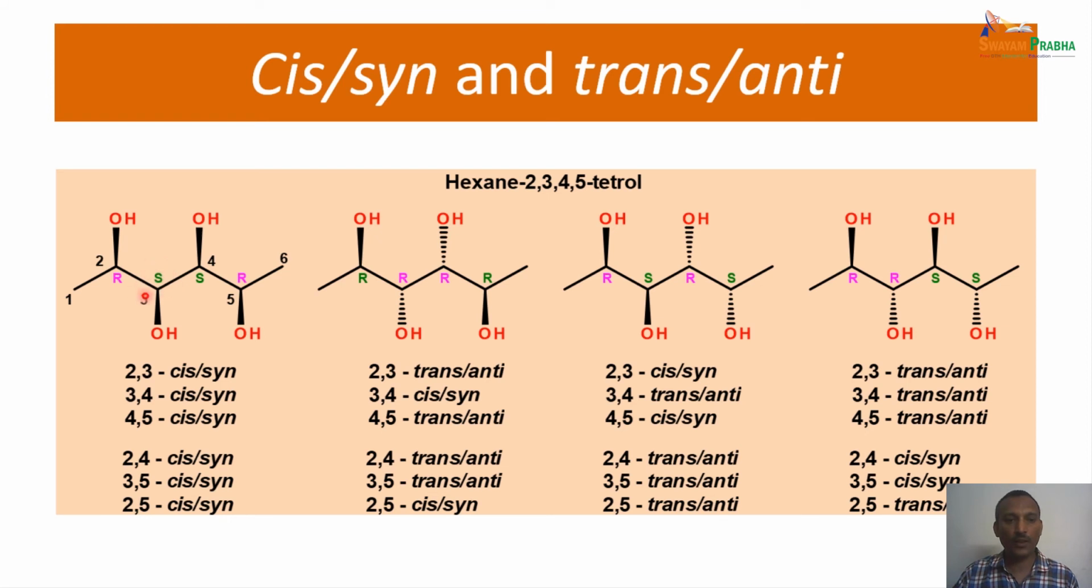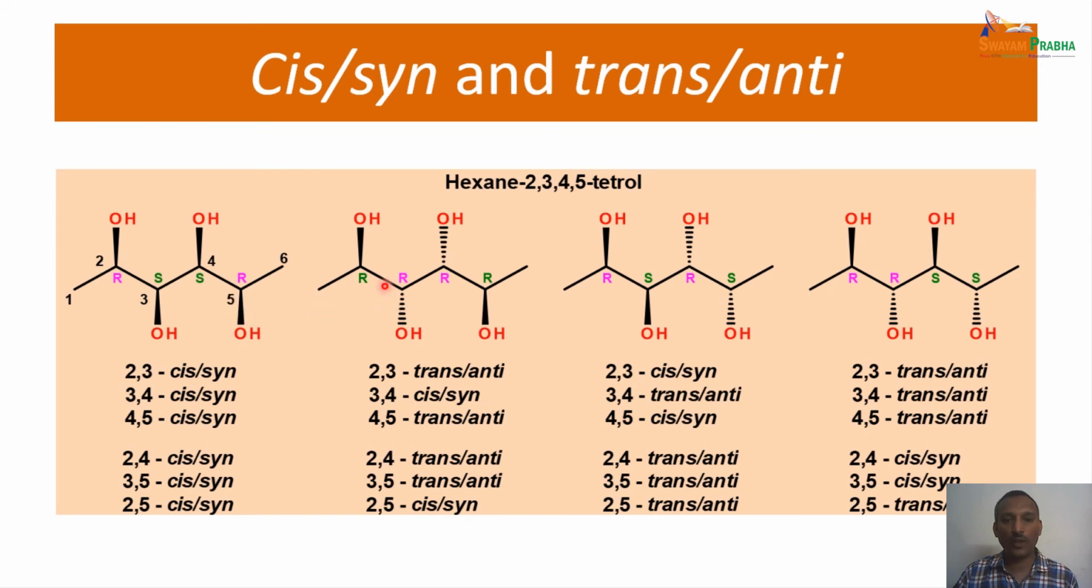We can also extend the same if we are comparing carbon number 2 and 4. The 2 and 4 is again cis because both are pointing towards the observer. And we can also talk about 3 and 5. This again is the cis arrangement. We can also talk about 2 and 5, where again this is a cis arrangement. So this cis or syn arrangement can be assigned to either the nearby groups or the faraway groups.